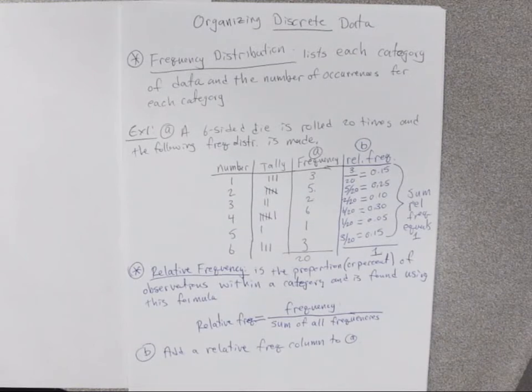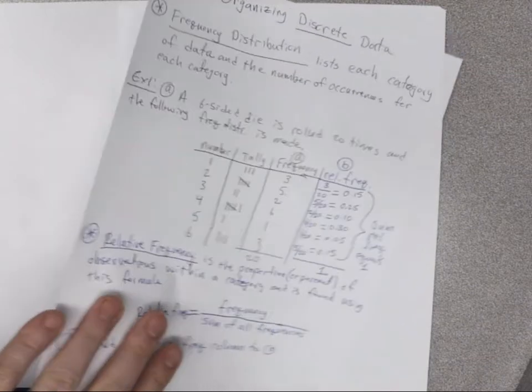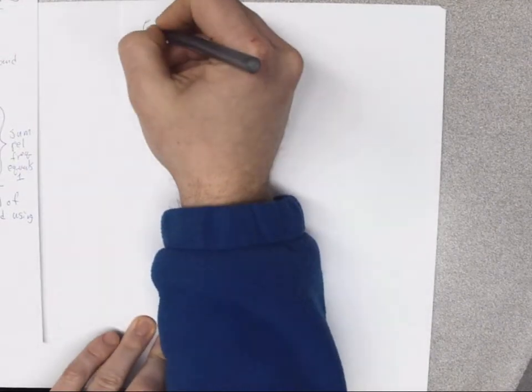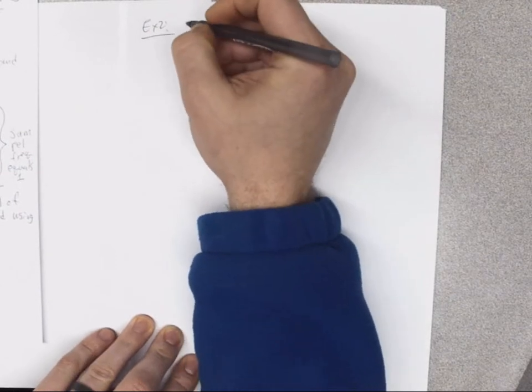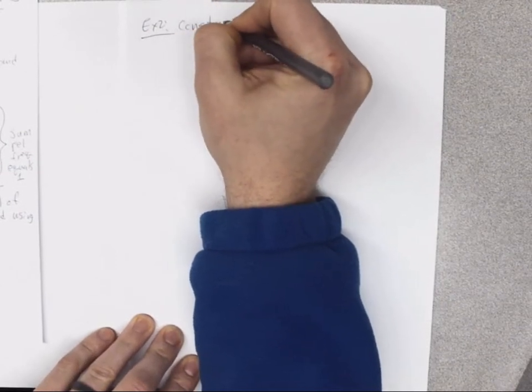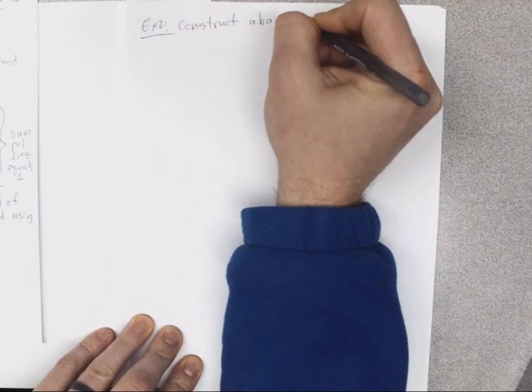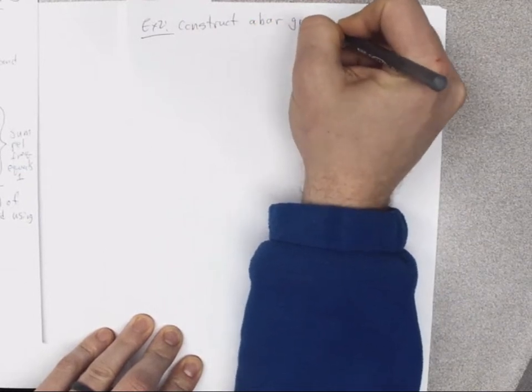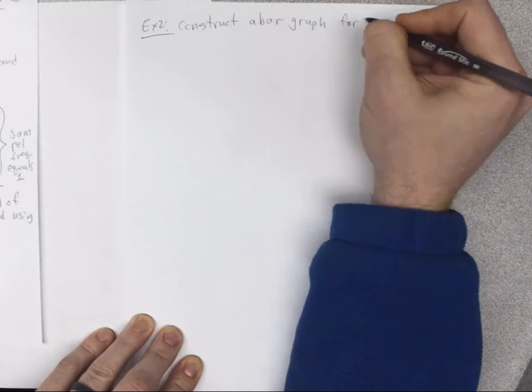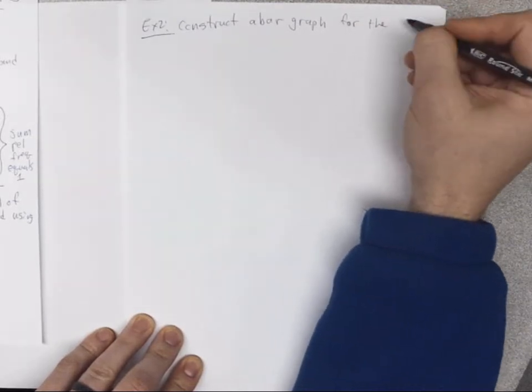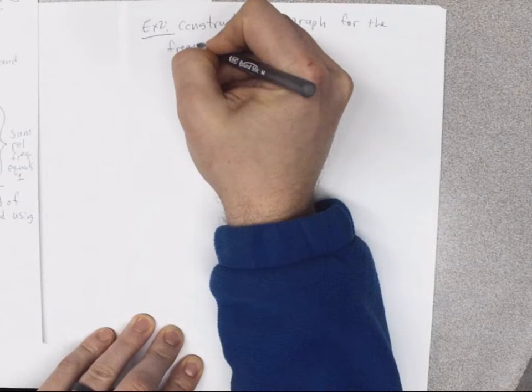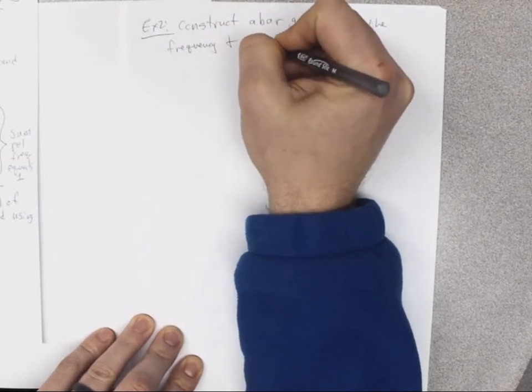All right, so this is what a table looks like, talking about frequency distributions. Now we want to construct graphs to help aid this. So we'll just call this example 2 and construct a bar graph for the frequency and relative frequency.